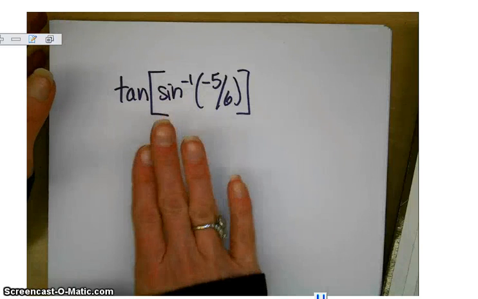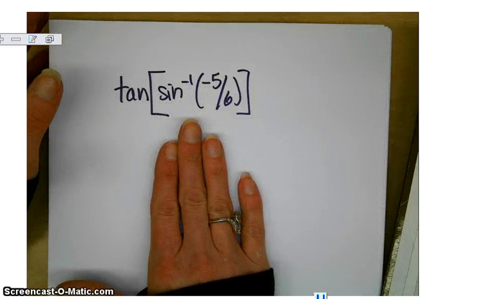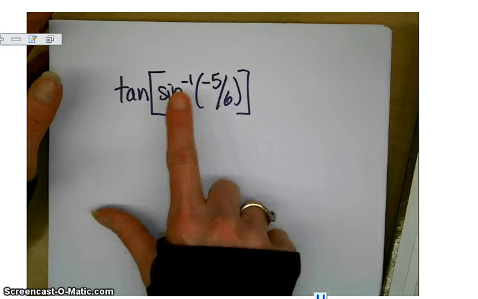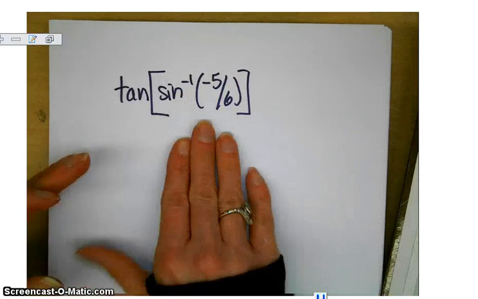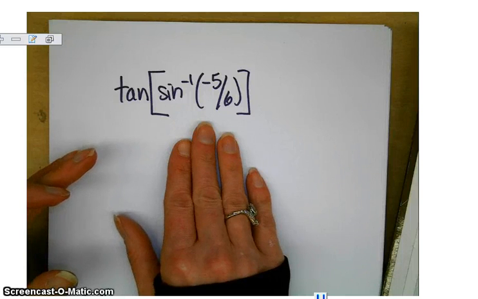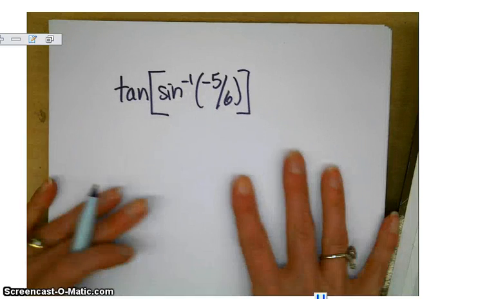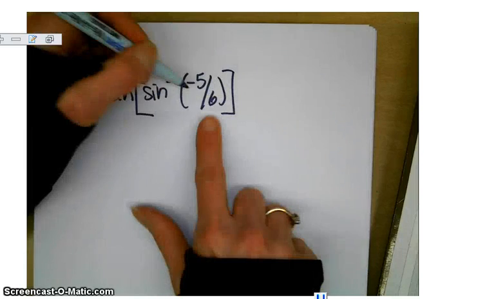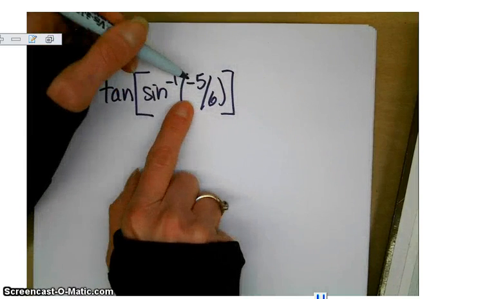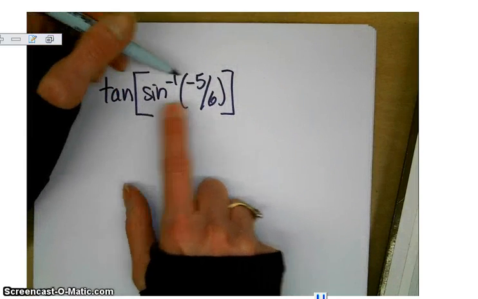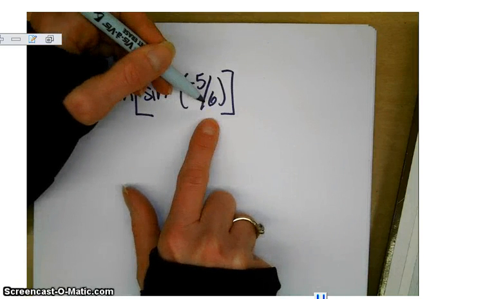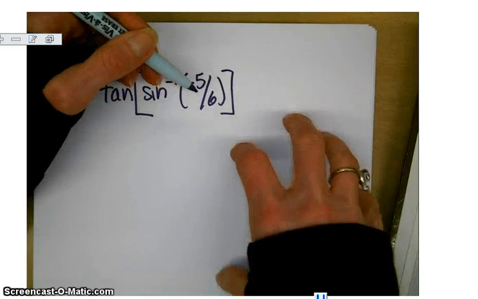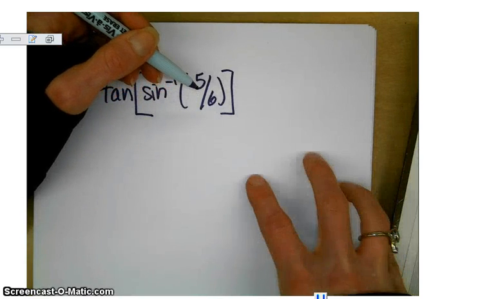Now this one is similar to the last one that we did. I want to find the tangent of the angle whose sine is negative 5 over 6. Again, I can do this without a calculator. But this time I can't just draw any old triangle, because the sine of this angle that I'm looking for is negative 5 over 6. So I have to put this in the correct quadrant.